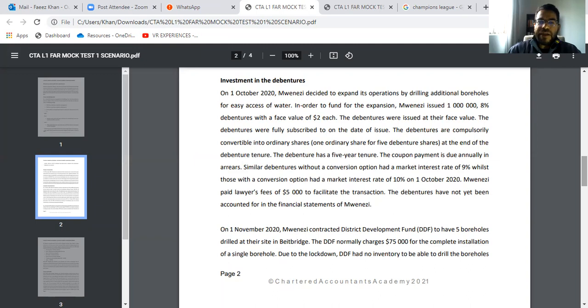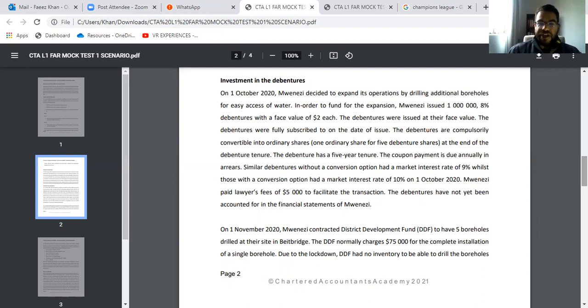The debentures are compulsorily convertible into ordinary shares, 1 ordinary share for 5 debentures at the end of the debenture tenure. So that means this is not an ordinary thing. We call this an embedded derivative, or a convertible. In financial management, they call it a convertible instrument. In financial reporting, they call it an embedded instrument. So what it means, we're going to debit bank for the money we received, but the credit is not simply debentures. The credit is going to go between two things, partly for debentures and partly as ordinary shares. So we'll have to work that out.